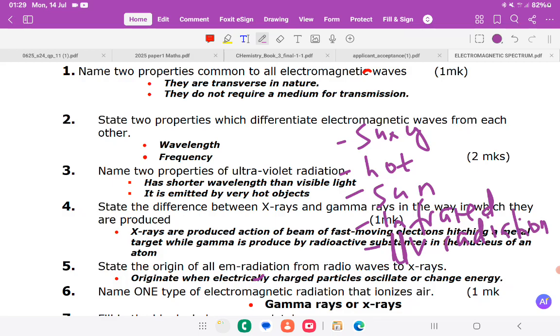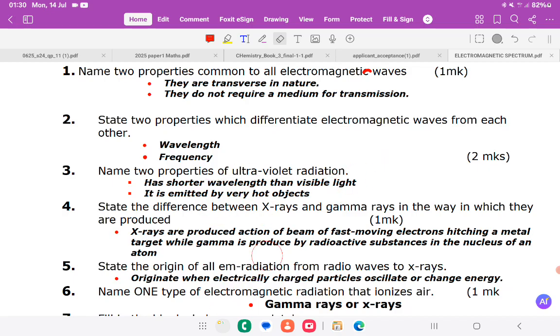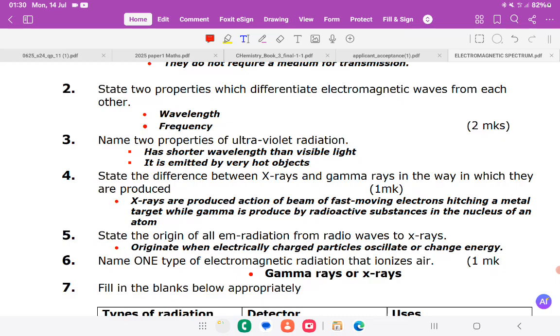So the source of UV radiation normally is hot objects. Think about the hot plate, the cooker, and the others. Apart from producing infrared, they also produce UV radiation. So these are 2 properties of UV radiation, which you can state in an exam if need be.